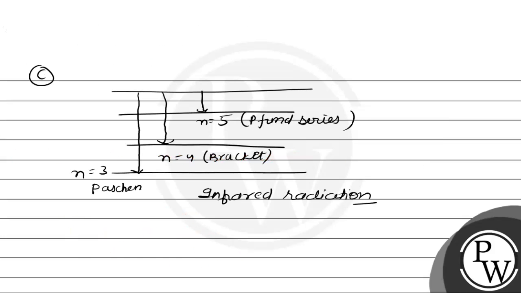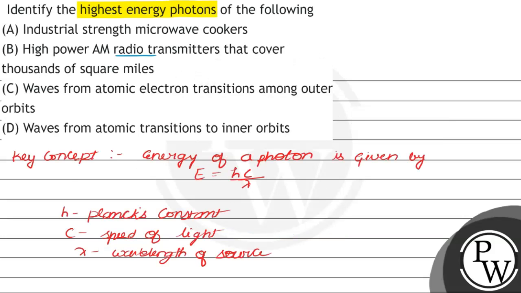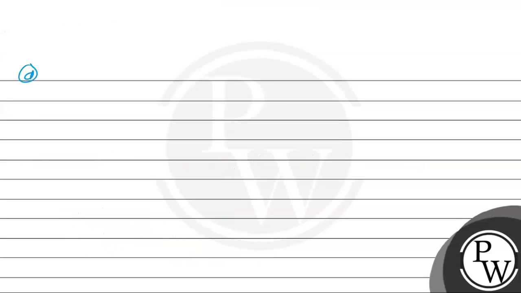So students, these are the waves emitted from an electron when it transitions from higher to outer orbits. So the wavelength of infrared radiation, we can write lambda of infrared is 750 nanometers to 1 millimeter. And option D says waves from atomic electron transitions to inner orbits.